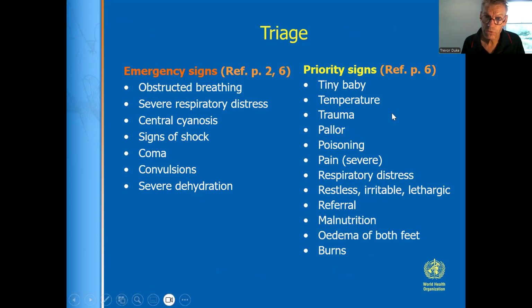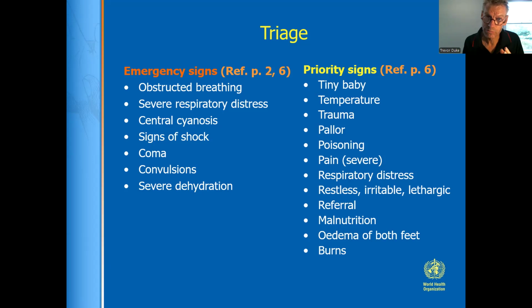So if you refer to the Hospital Care for Children book and go to page 2 and page 6, you'll see the emergency signs and priority signs. I want you to focus on the emergency signs at this stage. That's the first thing you should look for. Does Ratu have obstructed breathing?